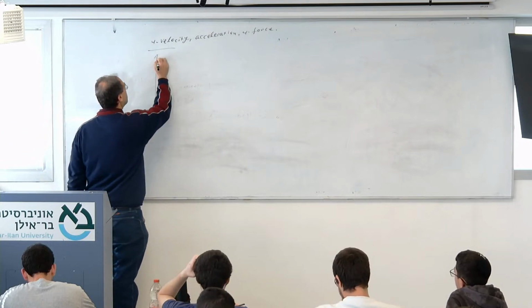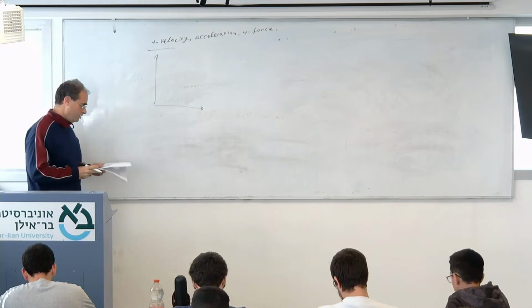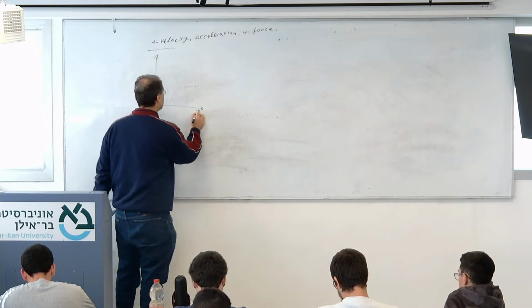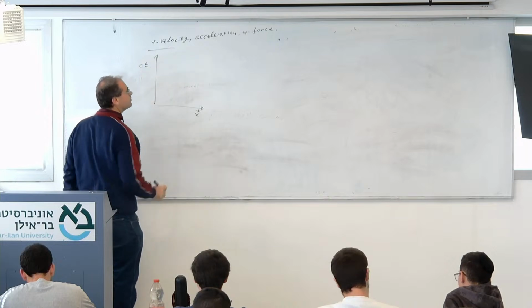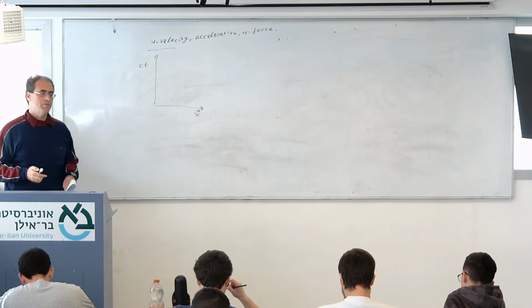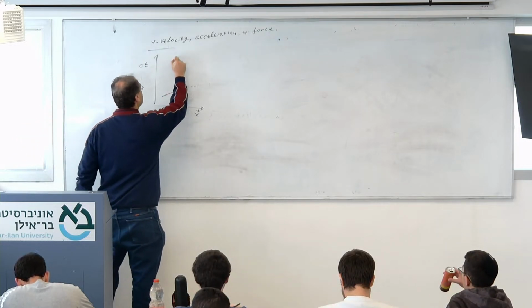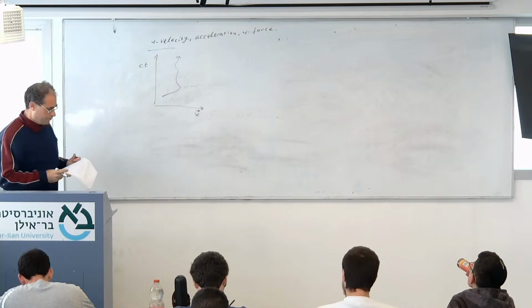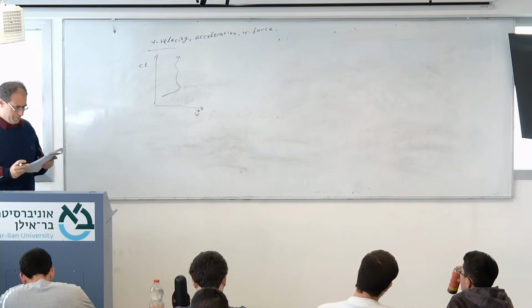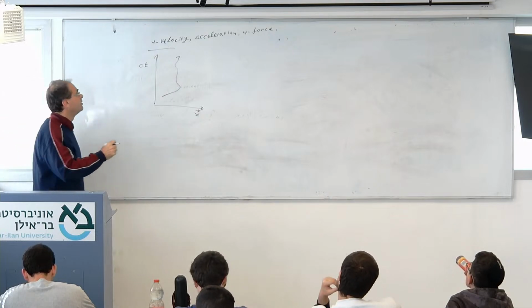Let me draw a 2D diagram, and we put all the space in one direction. This will be x, and this will be ct. The world line is just a line that represents the motion of the particle in space and time. So this curve is called the world line.